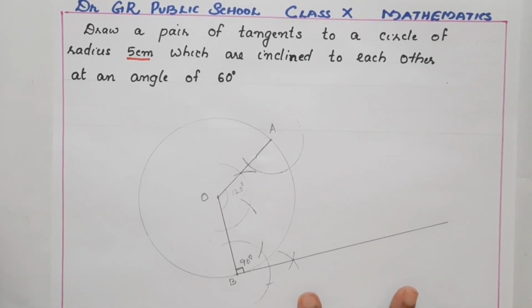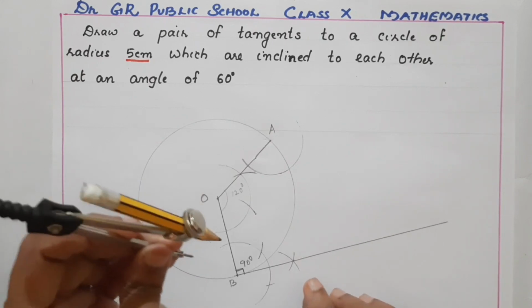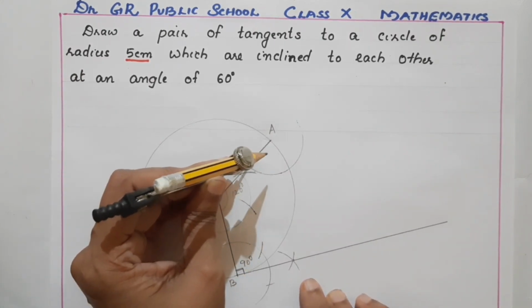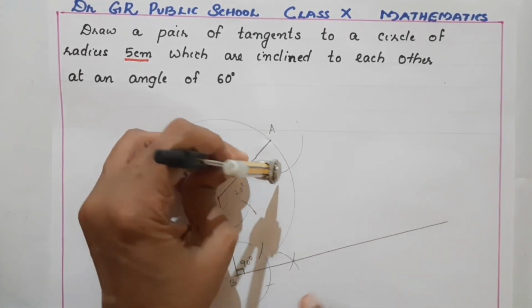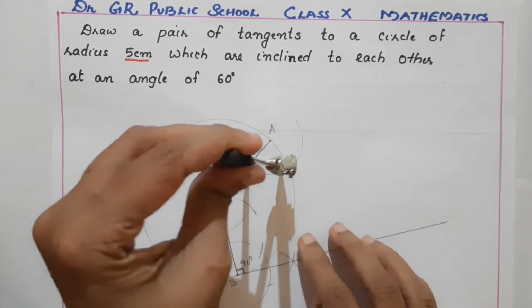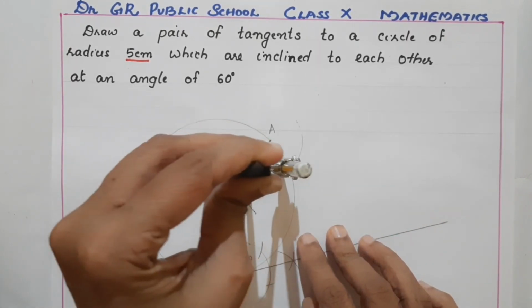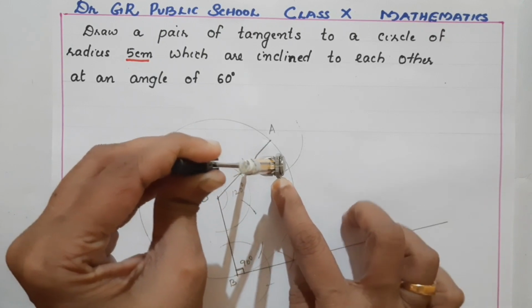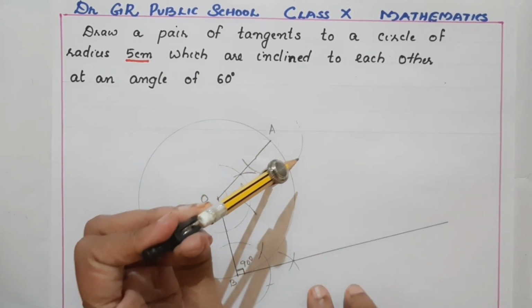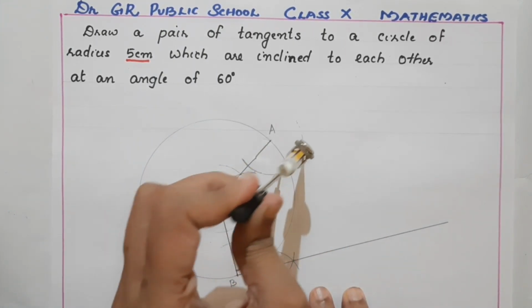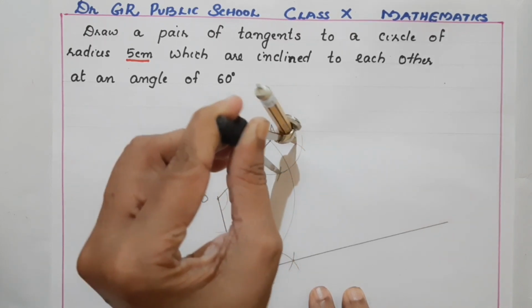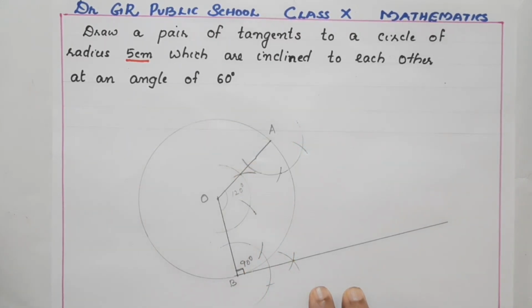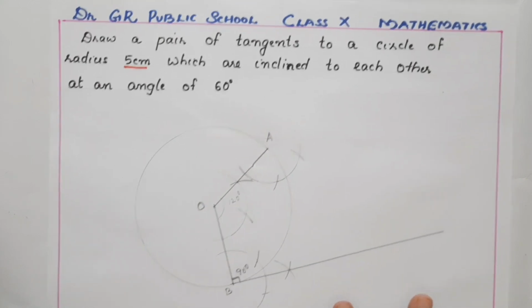Okay, now what we need? With the same radius, fix the compass here and then one arc here. This for 60 degree and from there another arc. This for 120 degree.